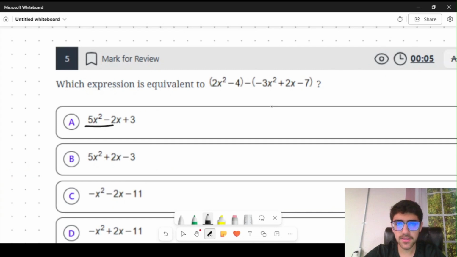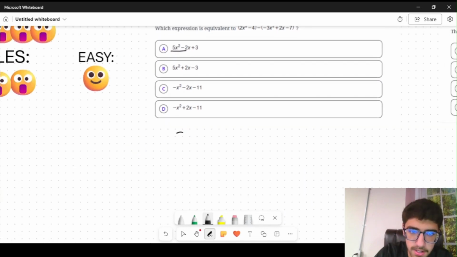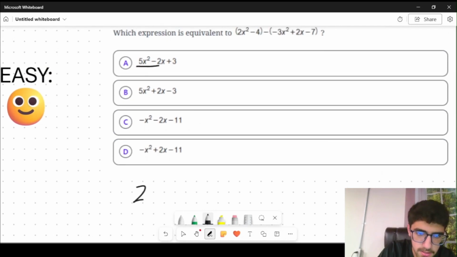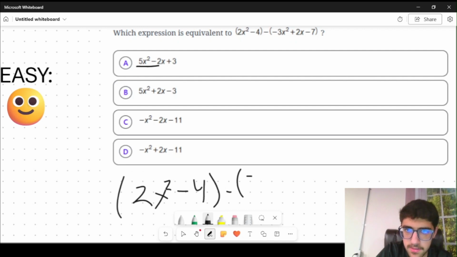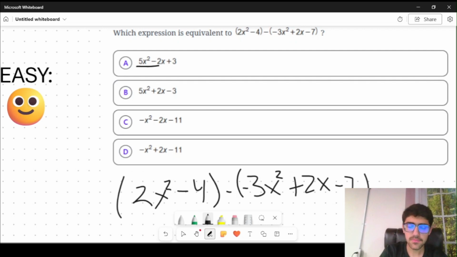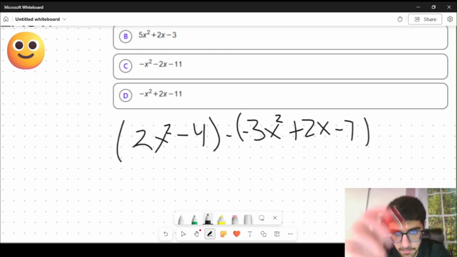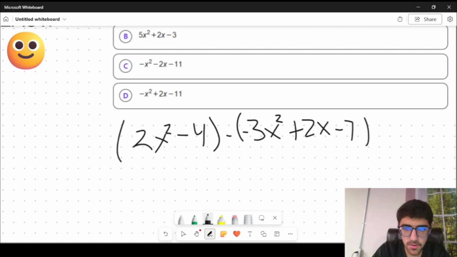So using the distribution, I'm just going to copy it down here so we can work on it. 2x squared minus 4, then parentheses, minus negative 3x squared plus 2x minus 7. Starting here, let's distribute the negative so that we can remove the parentheses, because it's just addition and subtraction. After we distribute the negative, we can remove the parentheses. They're not needed anymore. So let's just multiply. Let's copy this down first.